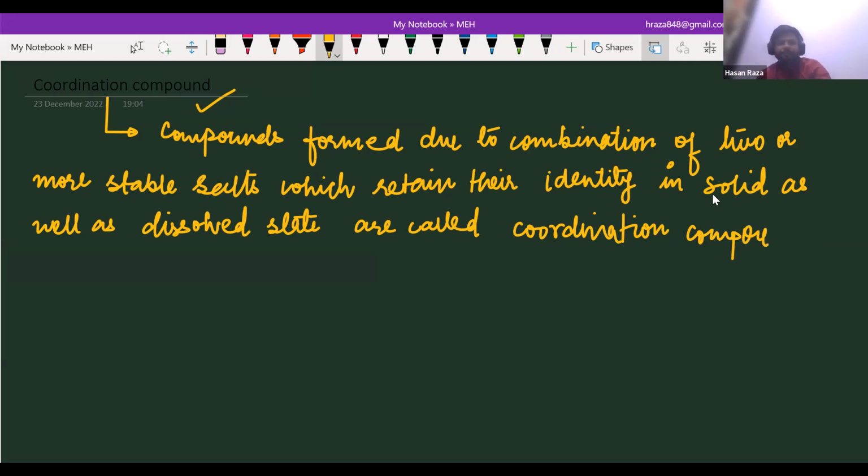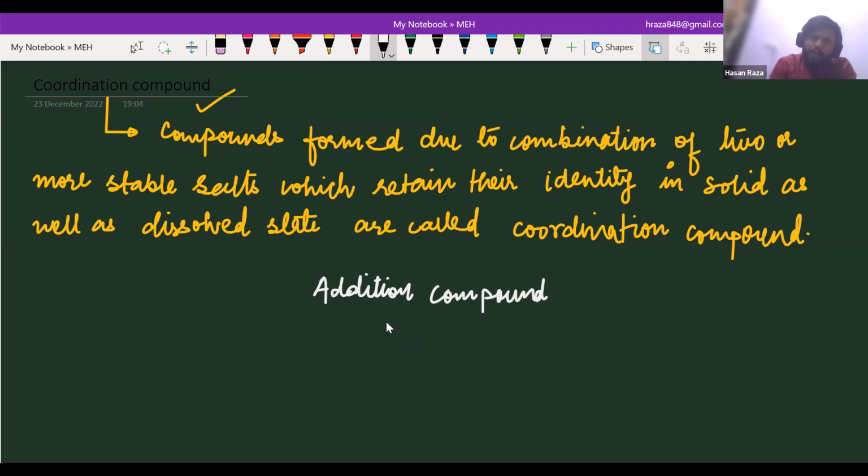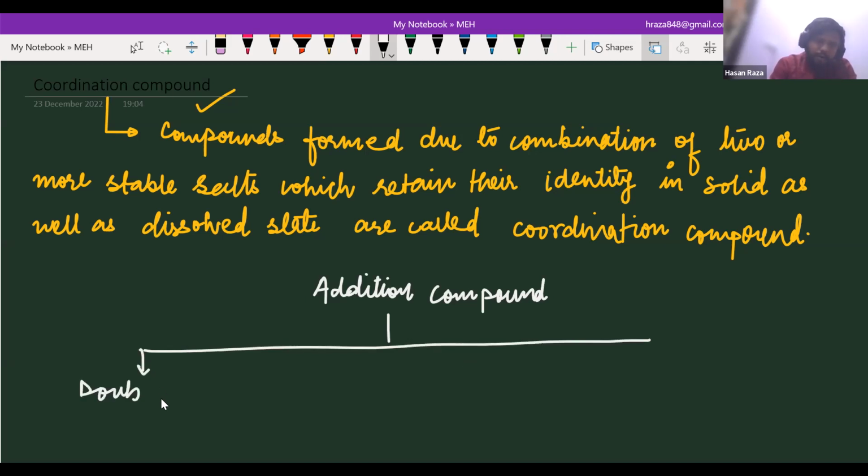Basically, whenever two or more salts combine, a compound is formed that is known as an addition compound. These addition compounds are of two types. The first one is double salt, and the other one is known as coordination or complex compound.